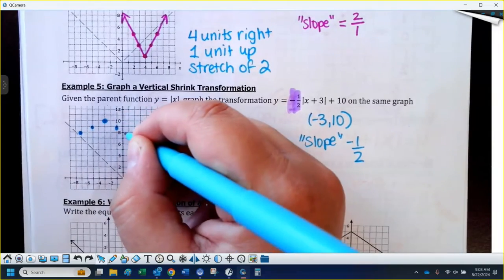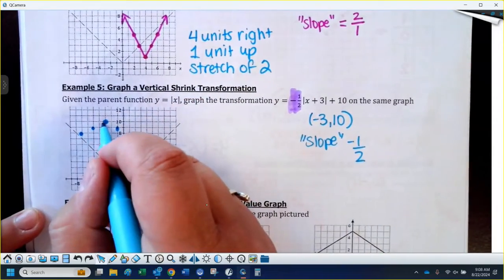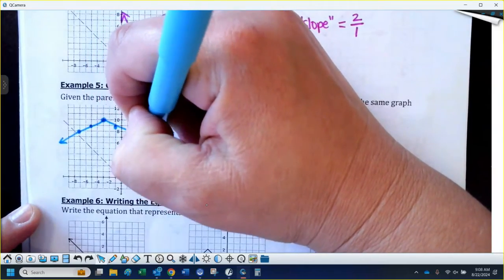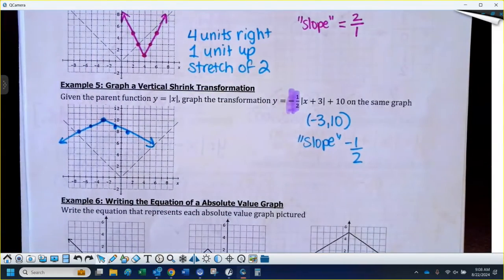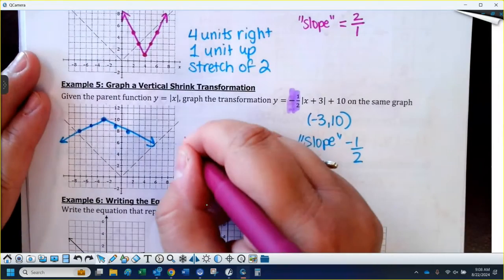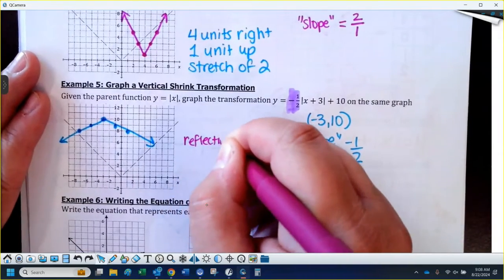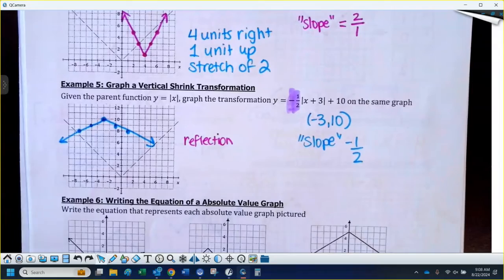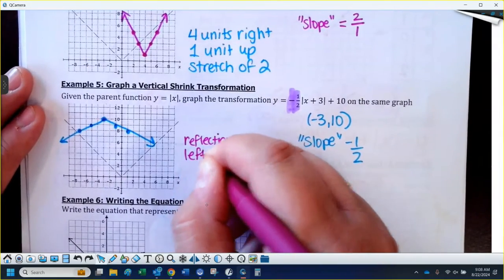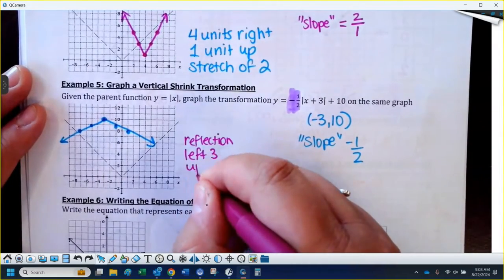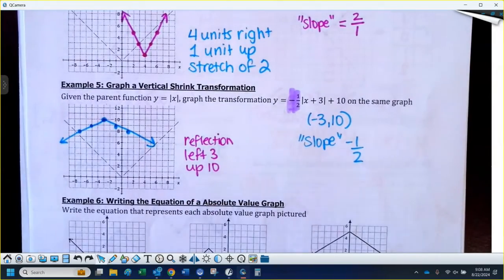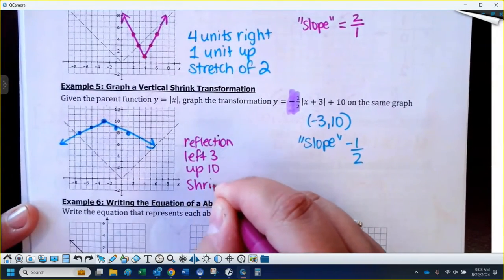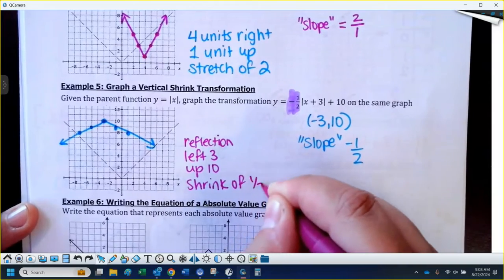All right. Much wider. Now, if I were going to describe this transformation, this one kind of has 4 different things. So technically, because it's flipped over, it's got a reflection over the x-axis. We're going left 3. We're going up 10. And then this one, because it's wider, is called a shrink of 1/2.